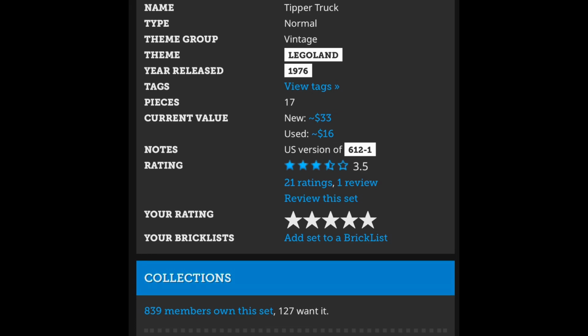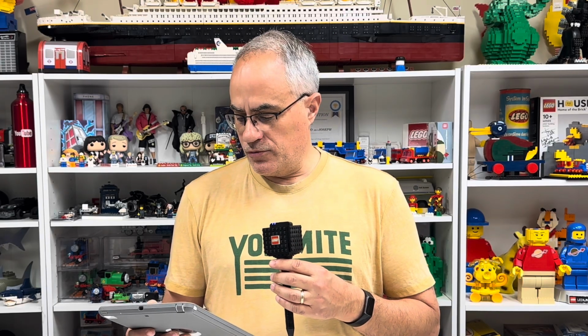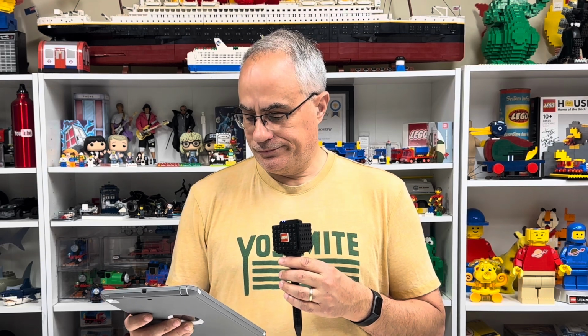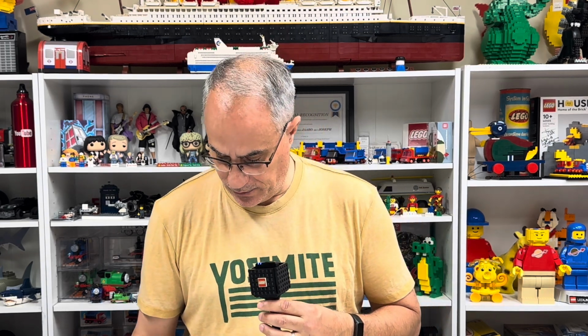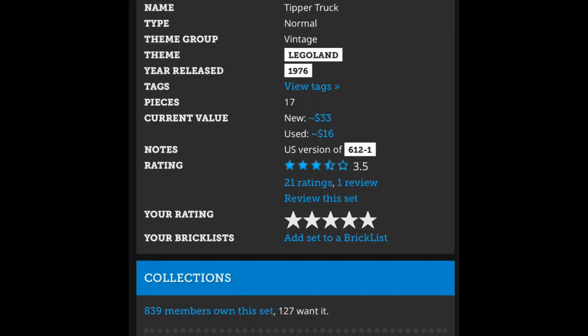Well, the thing is, there's two different tipper truck listings because there's the 435 and there's the 612. BrickTsar is completely useless if you don't sign in. It's disgusting how many ads there are. How many people own the tipper truck? Yeah, the ads are killing me. It doesn't say. Hold on a minute. Oh yeah. All right. So on BrickTsar, 839 people own the 435.